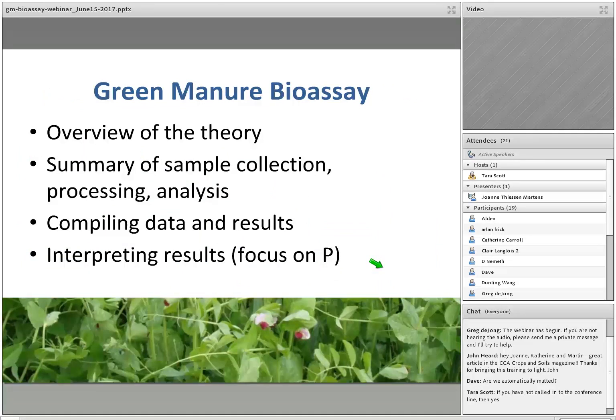So let's get into the green manure bioassay itself. We're going to give you just a quick overview of this theory and a summary of the sample collection and processing and analysis, how you do all that, how you compile all that data and get all the results, and then interpret the results. And for the results, we're going to focus on phosphorus because that is the nutrient that is most frequently of concern on organic farms, at least after nitrogen is taken care of.